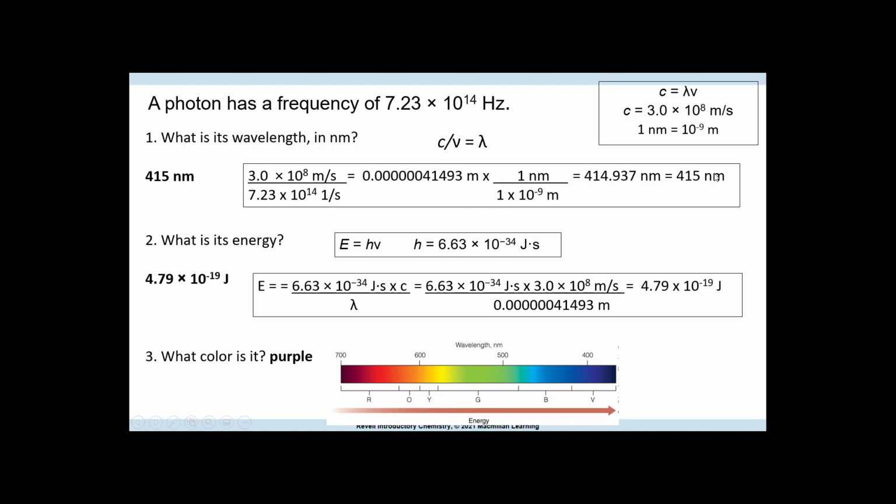I did not round and use this one because when you have to do a problem with multiple steps, you don't round until the very end. So I left it on purpose. My meters cancel out, my seconds cancel out. It leaves me an answer of 4.79 times 10 to the negative 19 joules. And that's what you get here.